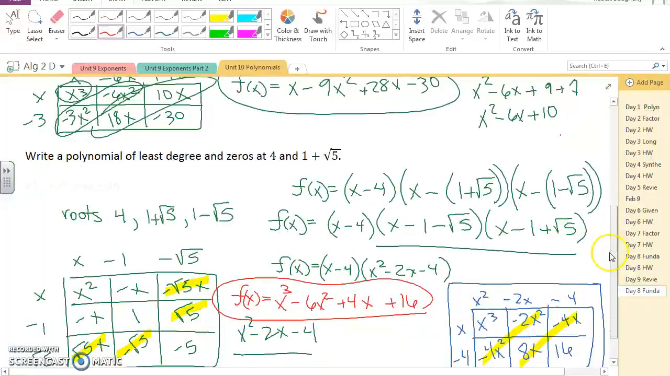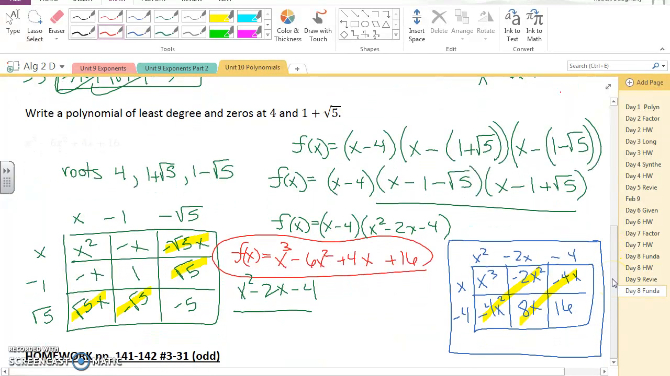And with the irrationals that look like square roots, if I give you a plus square root of 5, you're going to have a minus square root of 5 on the other one. And if it was a minus to begin with, it would be a plus.